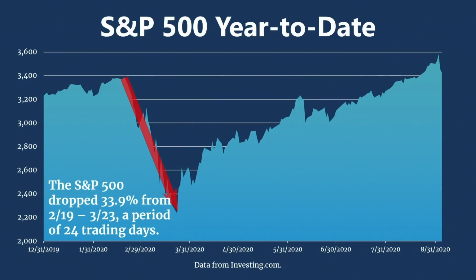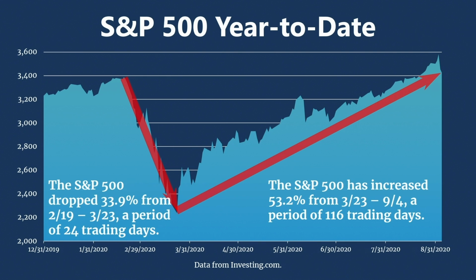Now, look, this is a hot take, all right? And this is going to be a little controversial. 2020 has been a great year. And this is why 2020 has been a great year. It's allowed us to see a market cycle much more quickly than we have previously. Again, if you look at the chart, the S&P 500 dropped almost 34% from February 19th through March 23rd, which was a period of only 24 trading days. But if you go from March 23rd all the way through September 4th, it's increased 53.2%.